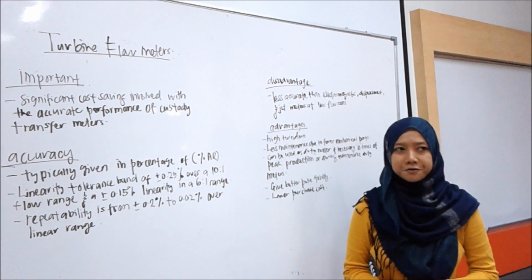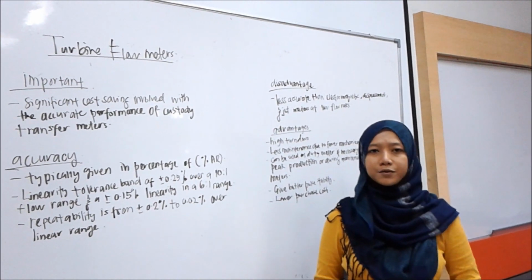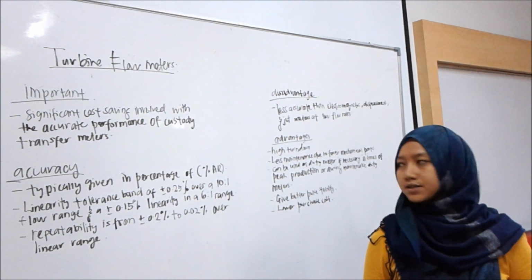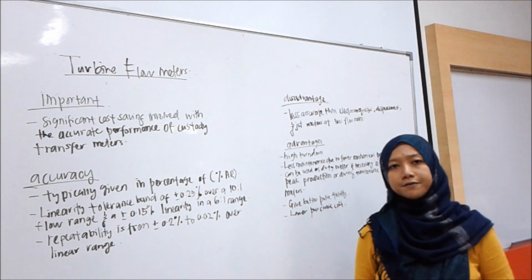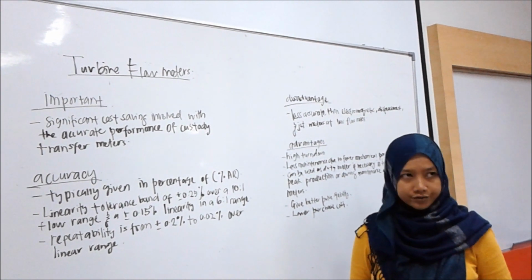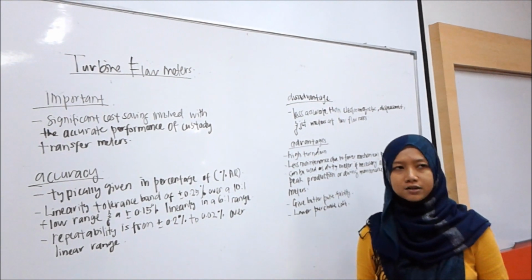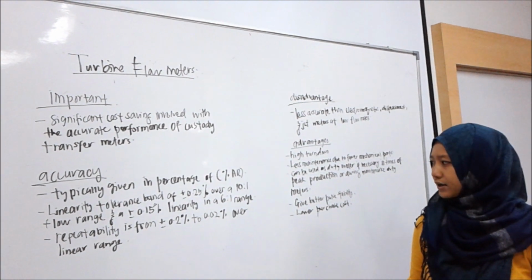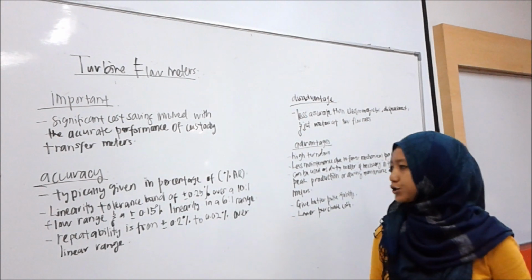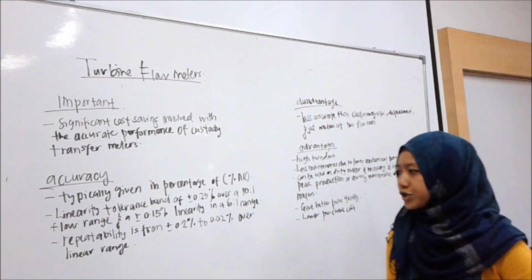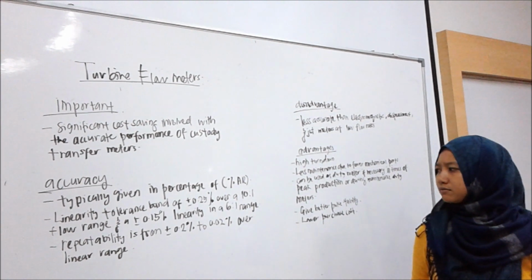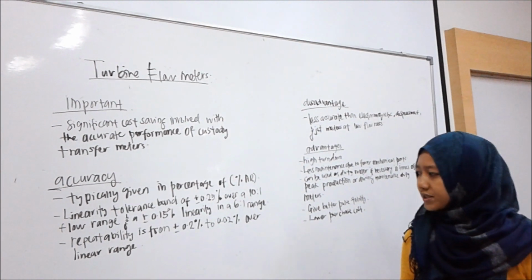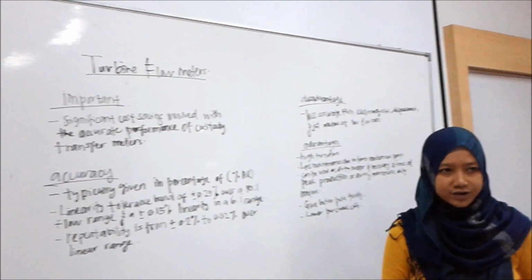Okay, so why we choose turbine flow meter? Well, for all the users of production facilities, there is a significant cost saving involved with the accurate performance of the custody transfers, and the accuracy is typically given in the percentage of actual readings, and the linearity tolerance band of plus minus 0.2% over a ratio of 10 to 1 flow range, and plus minus 0.1% linearity in a ratio of 6 to 1 range, and the repeatability is from plus minus 0.2% to 0.02% over linear range.